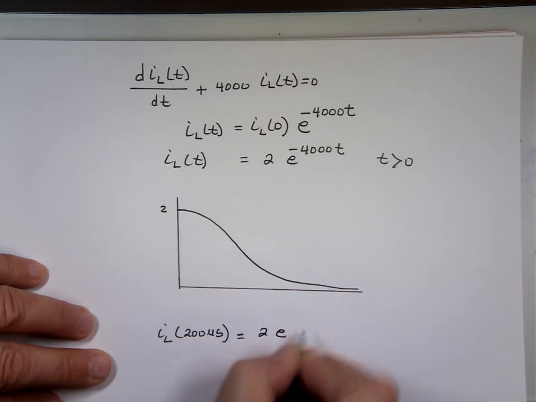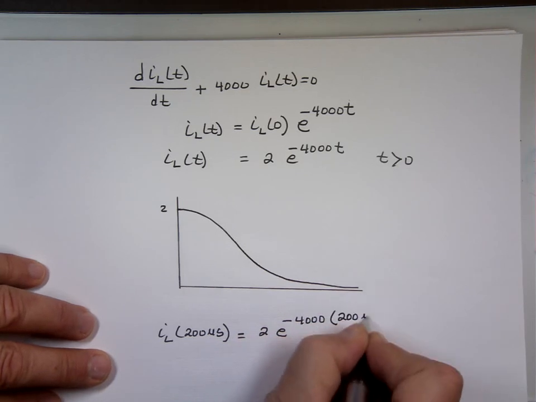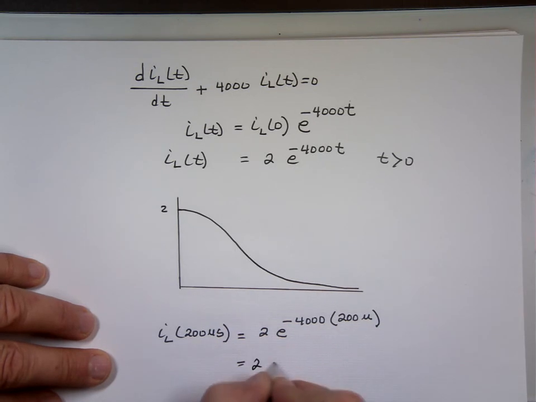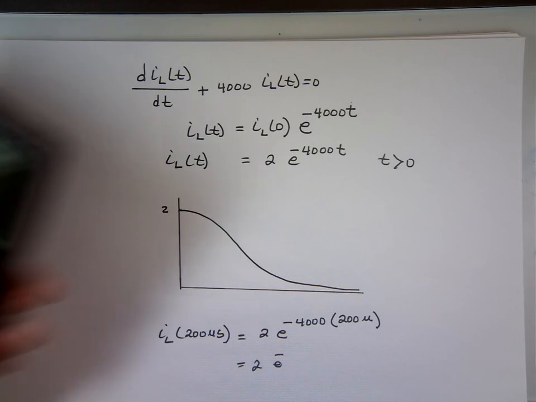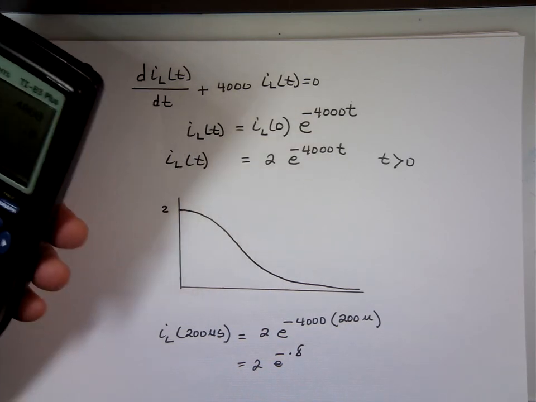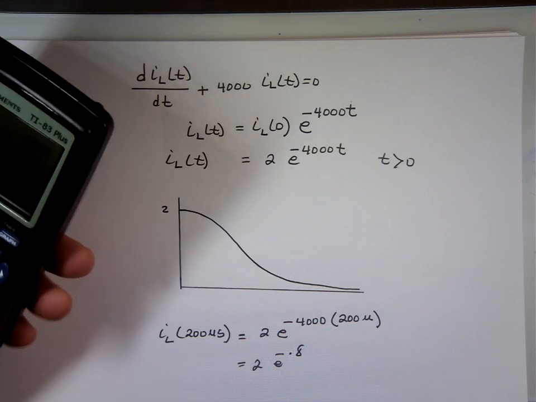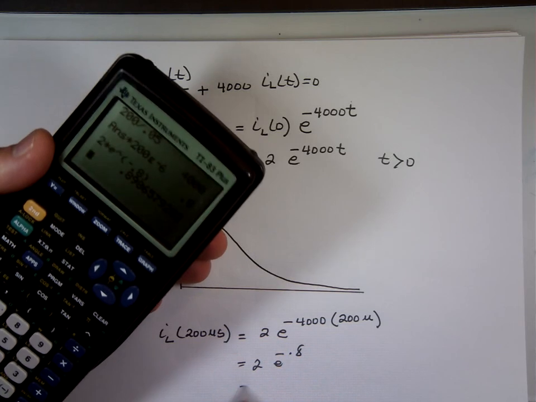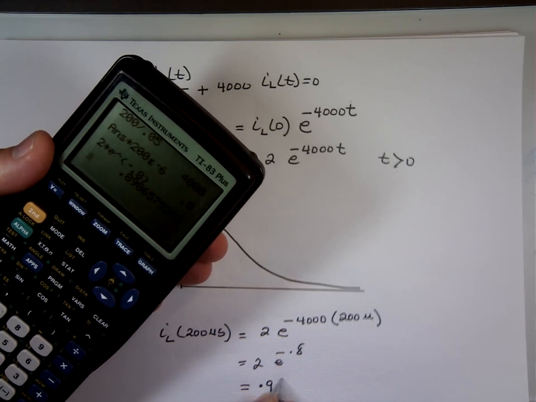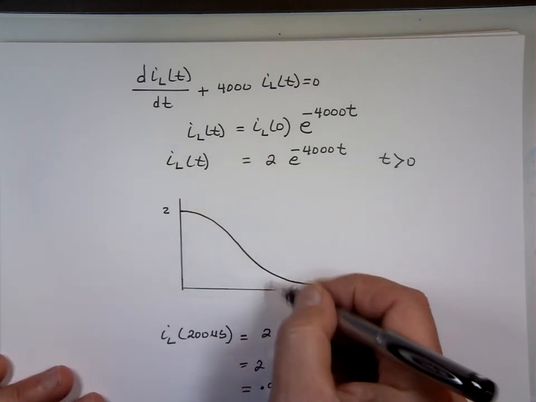Well, let's see. e to the negative 4,000 times 200 micro. What's 4,000 times 200 micro? That's 0.8. e to the negative 0.8. So let's do that. 2 times e to the negative 0.8. And this is roughly 0.9 amp at 200 microseconds. So we're talking about a short time, actually. It's not going to take that long.